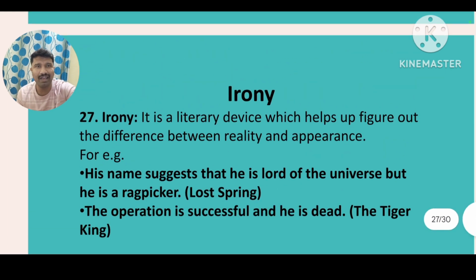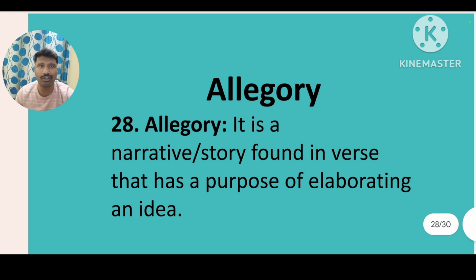So next we have irony. Irony is a literary device which helps us figure out the difference between reality and appearance. For example, his name suggested that he is Lord of the universe, but he is a rag picker. The operation is successful and he is dead. That is an irony example. Clear?